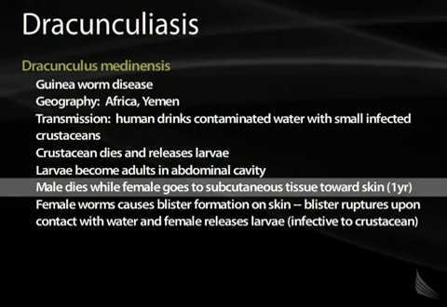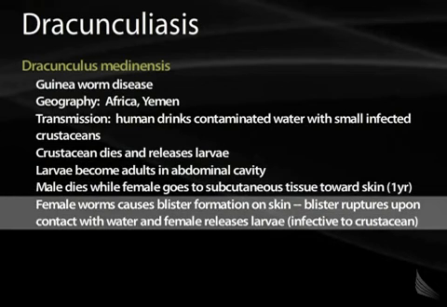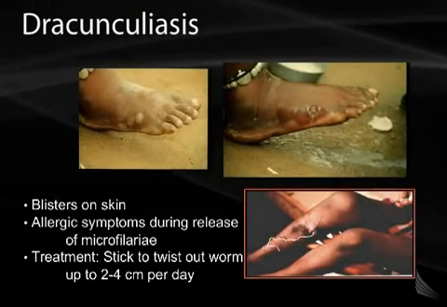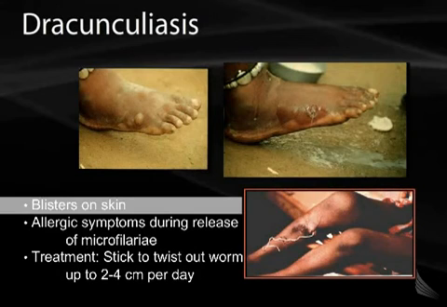Then the male dies while the female goes to the subcutaneous tissue where it's cooler, and it takes her about a year to get closer towards the skin. The female worm causes blister formation on the skin. The blister ruptures upon contact with water, and then the female releases her larvae where they can be infective to the crustaceans, where we drink them all over again. Dracunculiasis is shown in these pictures where we've got a blister on the skin, expose it to water, and then you can see there's a little worm hanging out, which is really a lot of fun to have.